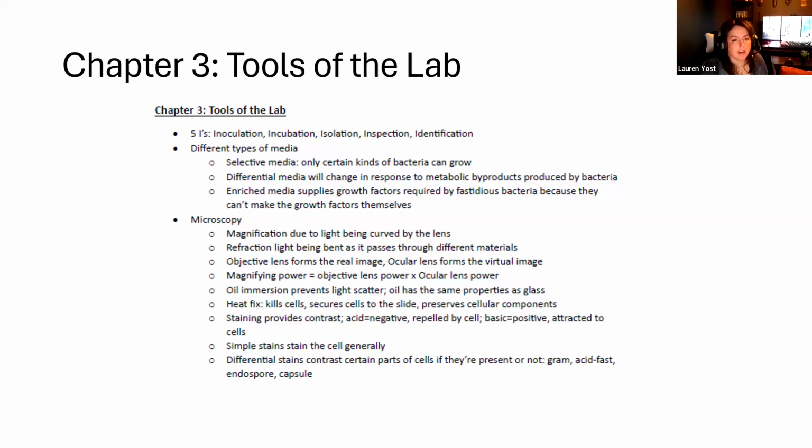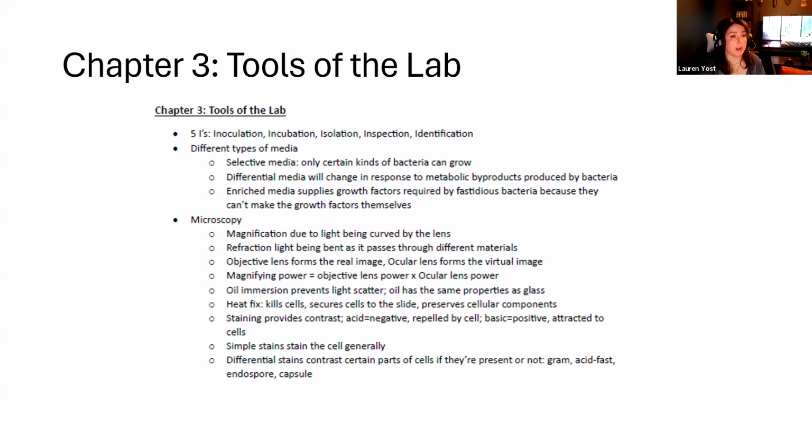So different types of media, selective and differential. Selective only grows certain kinds of bacteria. Other things won't grow on it. Differential, it will change color, usually in response to something the bacteria makes whenever it's breaking down a product, some sort of, I want to say, ingredient in the media. So if it's breaking down a sugar and it's making acid from fermenting that sugar, then that acid can change the pH, and a pH indicator can change its color as a result. We'll see a lot of that in the second part of the lab. Quite a lot of it, actually. But yeah, so that's a pretty common one, is pH change.